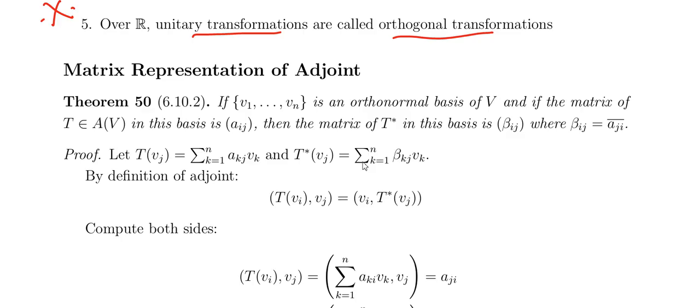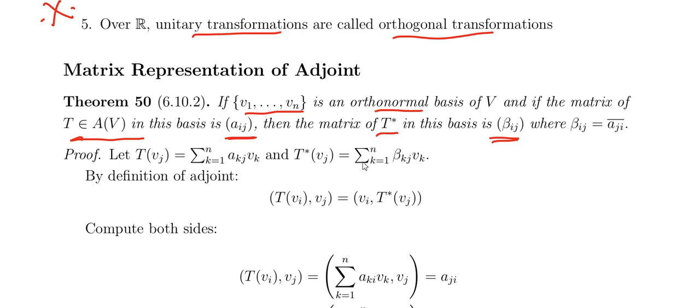Orthogonal transformation means T transpose T equal to T T transpose equal to I. There we cannot take the conjugate, because it is over real numbers; even if you take it, it will be the same thing. So that is an orthogonal transformation. Matrix representation of the adjoint: v1, v2, vn are an orthonormal basis of V. If the matrix of T in this basis is Aij, then the matrix of T star in this basis is Bij, where Bij is equal to Aji bar. Okay, that is the idea.